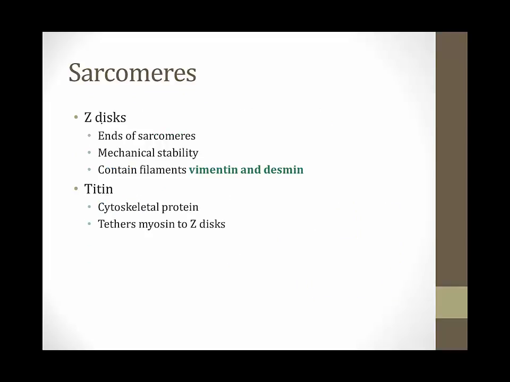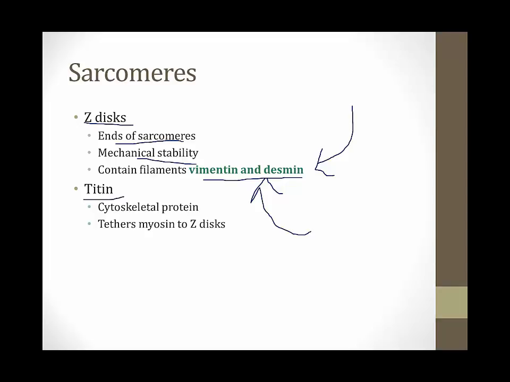Besides the actin and myosin filaments, there are other structures in sarcomeres that you need to be familiar with. The Z discs are found at the end of sarcomeres, and these are like scaffolding that provide mechanical stability to the sarcomere. The Z discs contain filaments themselves called vimentin and desmin. These aren't really important to the function of muscle tissue, but you need to know that these are present in the Z discs because they're sometimes used as tumor markers to identify tumors that derive from muscle tissue. And I talk more about vimentin and desmin in the cell biology section in the video on the cytoskeleton.